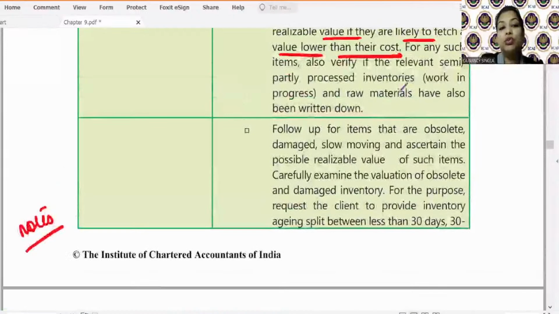Now, with respect to slow moving item, so there was a doubt, right, Kanhaiya. So slow moving item is what? Where? Before that, now just a minute.